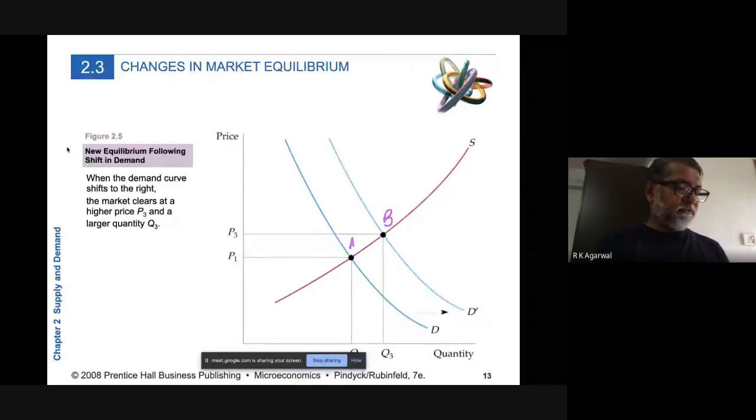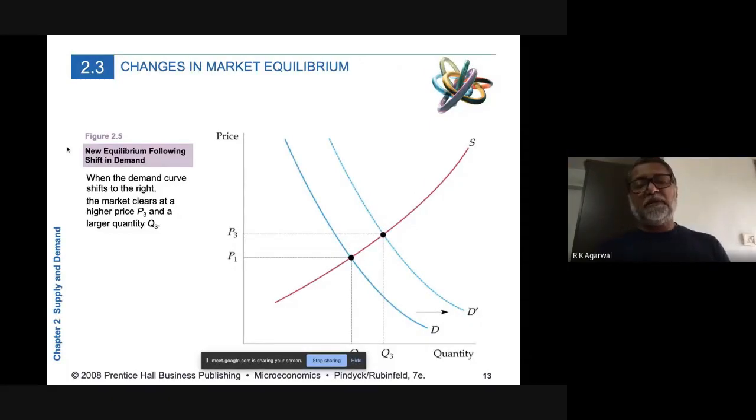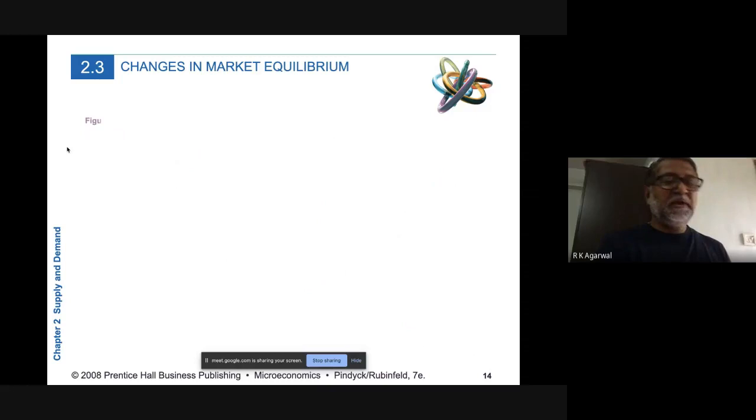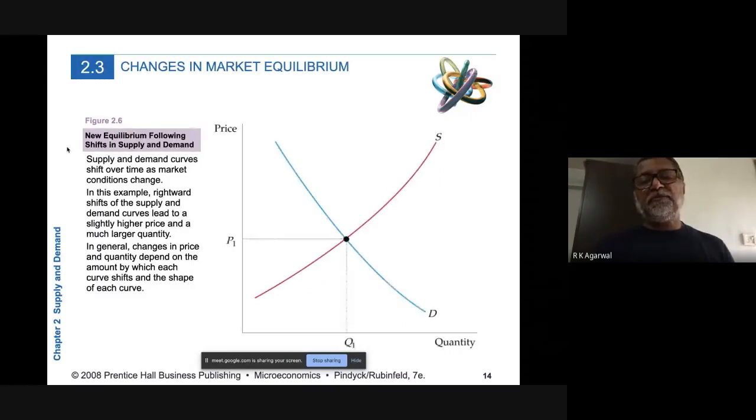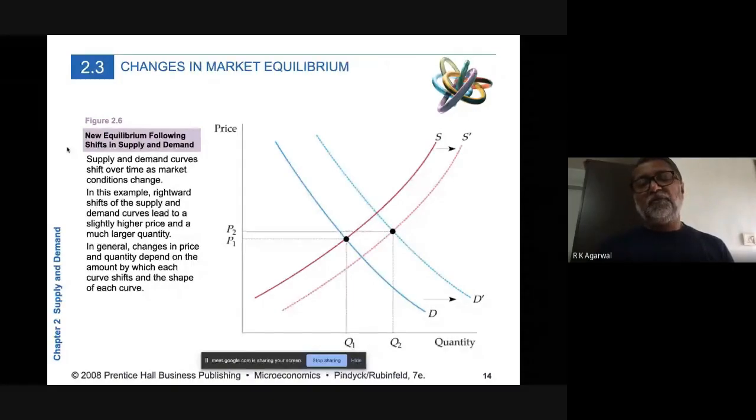And you can always work it out on the basis of keeping one curve constant and changing the other curve, and then you can also bring the two curves together and say, okay, let's change both of them. Equilibrium following shifts in both the supply curve and the demand curve. So here the supply curve has shifted and then the demand curve has also shifted. And what do you notice as a result of a simultaneous shift in the demand and the supply curve? That prices have gone up, quantity has also gone up.